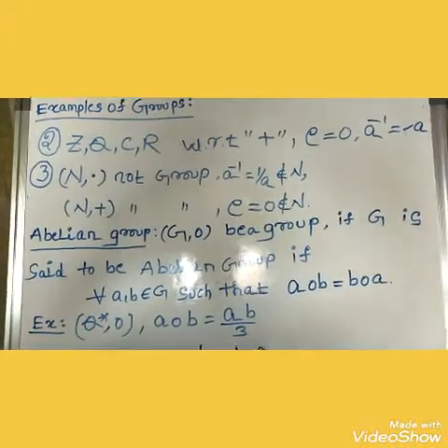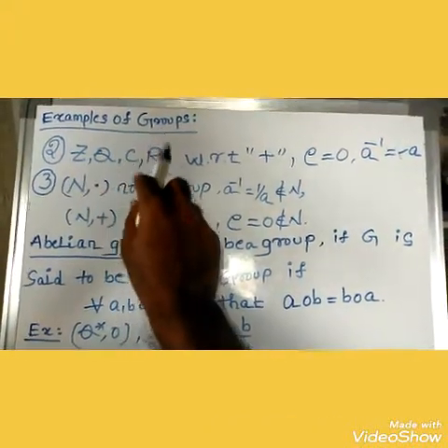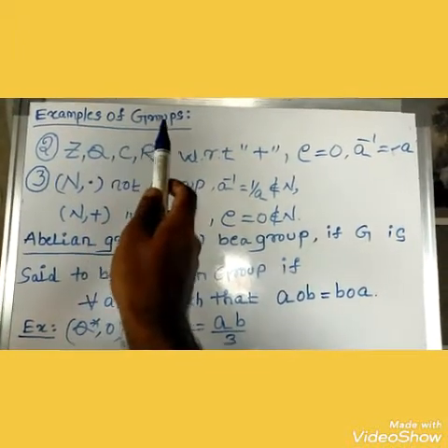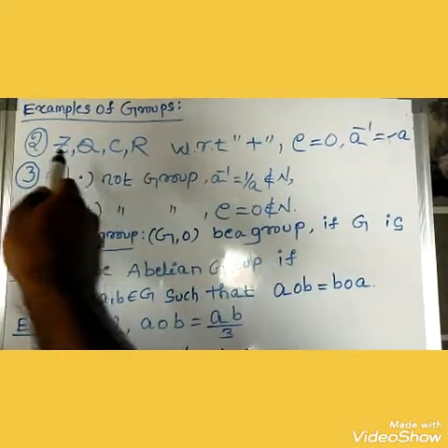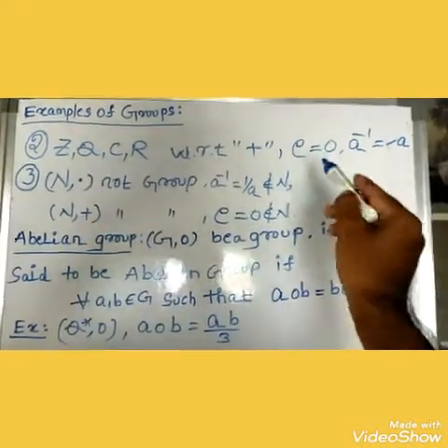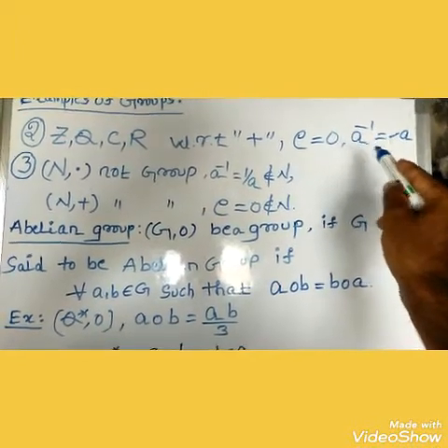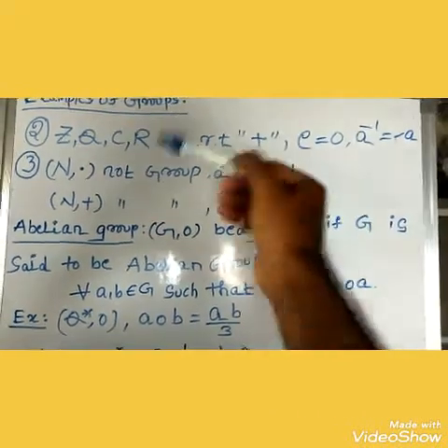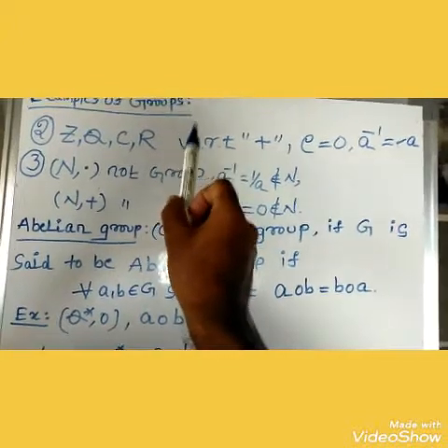The second example: Z, Q, C, R, the integer set, rational number set, complex number set, and real number set. With respect to addition, these four sets are groups with identity element 0, and the inverse of every element is the negative of that element. So you can check once that with respect to addition, these four sets are groups.